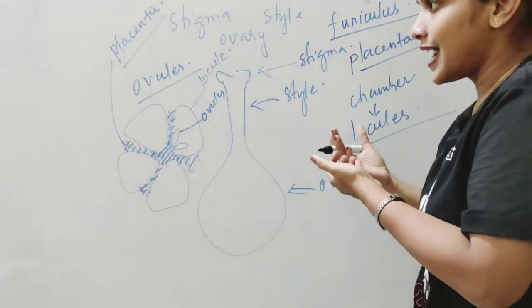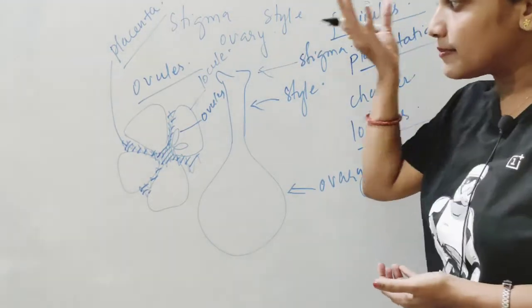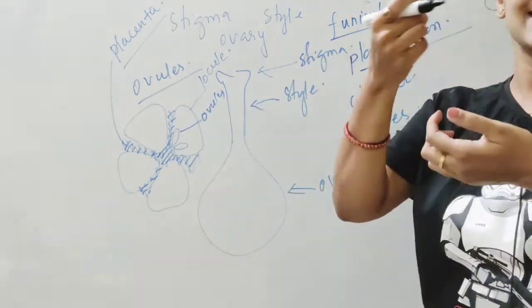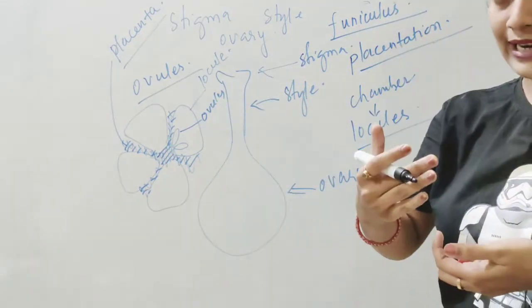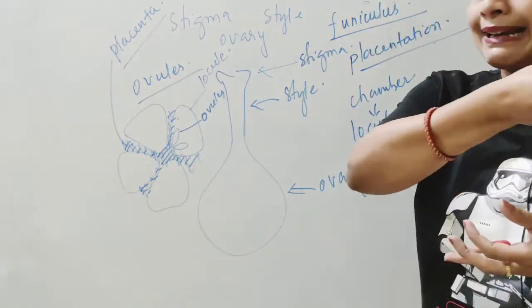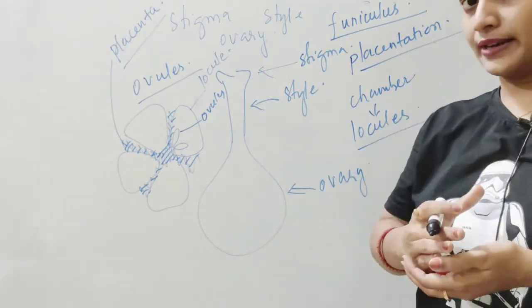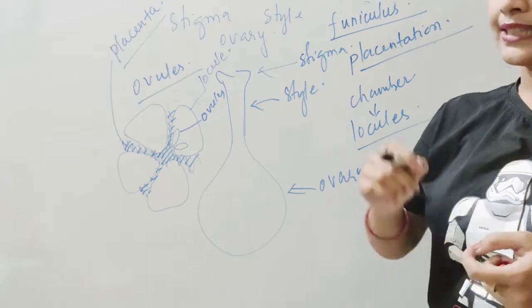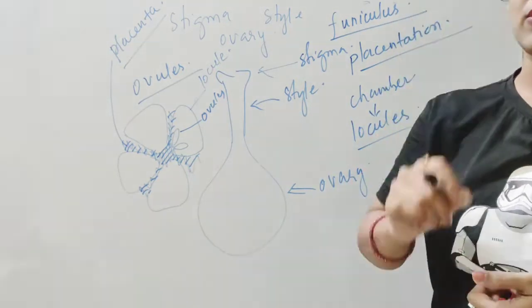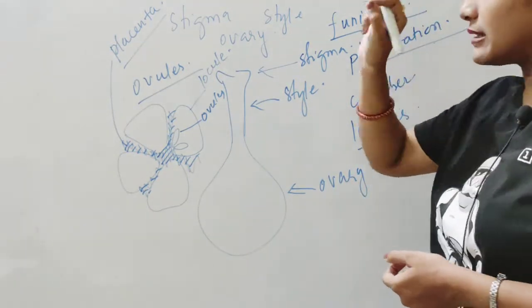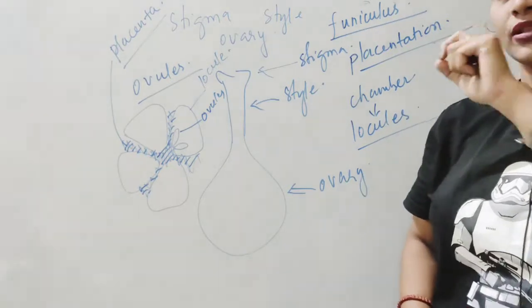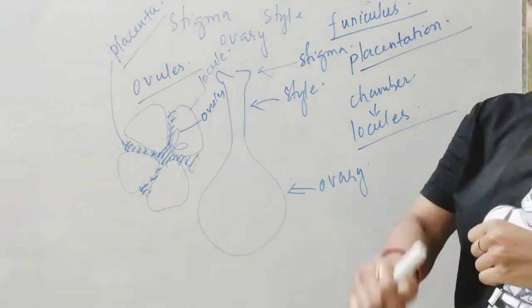And then we say that the funiculus is the stalk that extends out of the placenta for the attachment of the ovule to it, for the placentation of the ovule. Then what is the point on the ovule to which the funiculus is attached, or to which the funiculus has been strongly embedded?